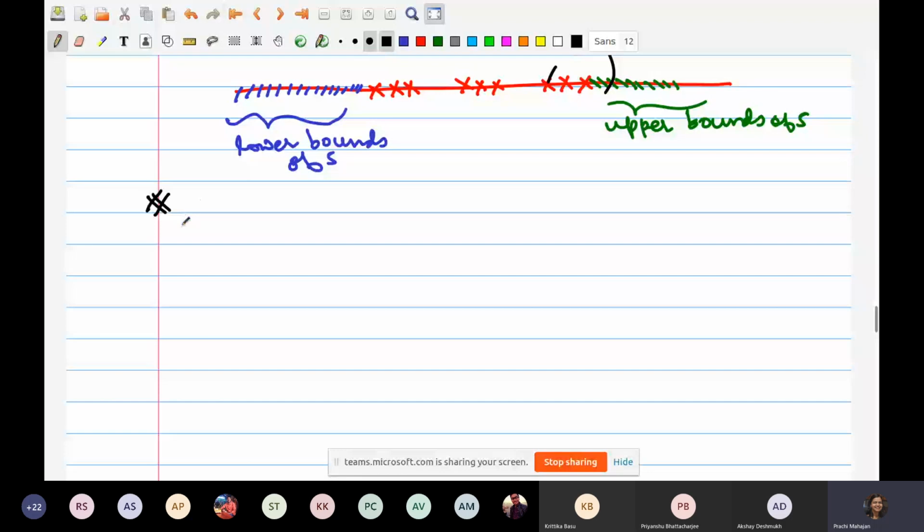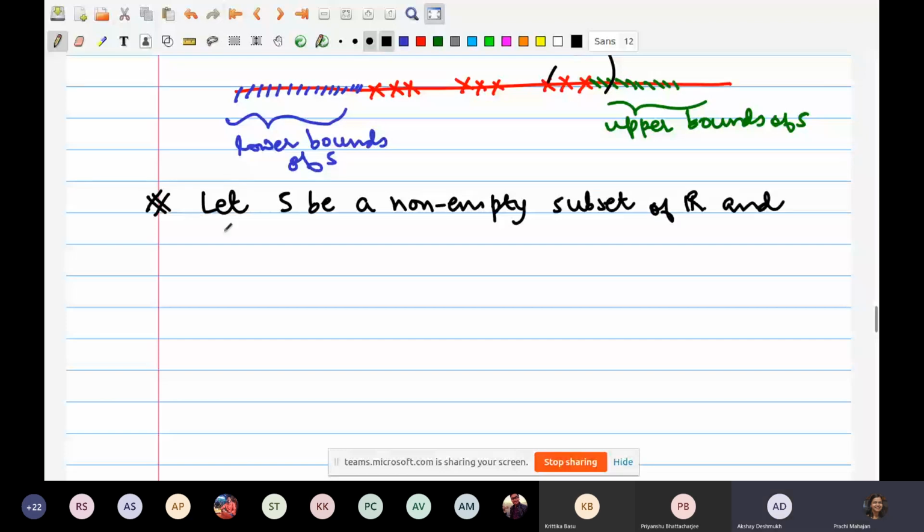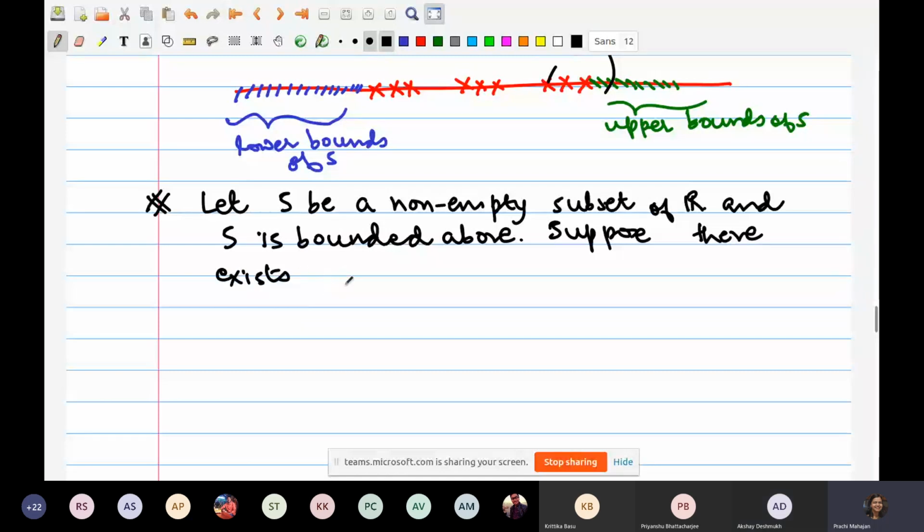So as before, S is a non-empty subset of R. So let S be a non-empty subset of R, and suppose that S is bounded above. We just talked about what it means to be bounded above. Suppose there exists an element in S satisfying the following property.